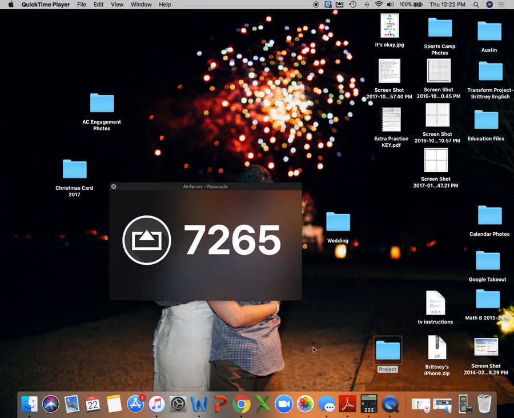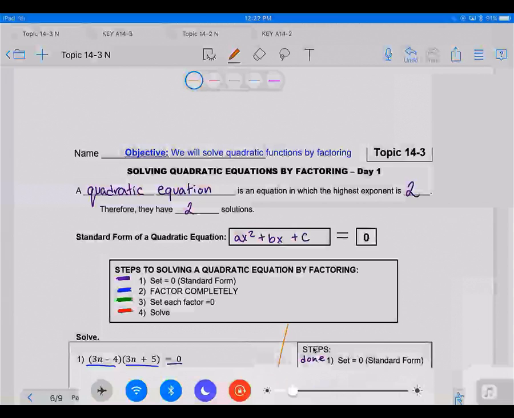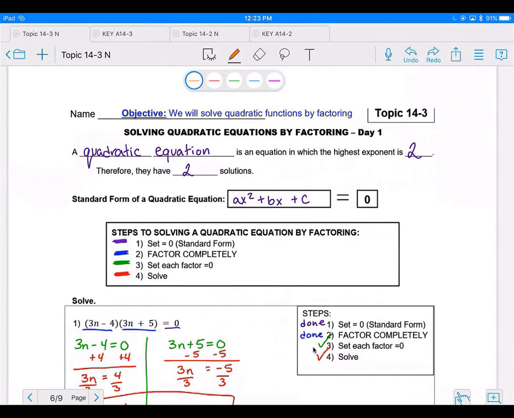This video covers notes 14.3, solving quadratic equations by factoring, day 1. This part of your notes has already been filled in for you.